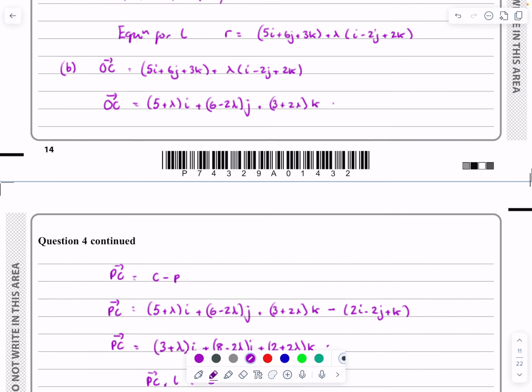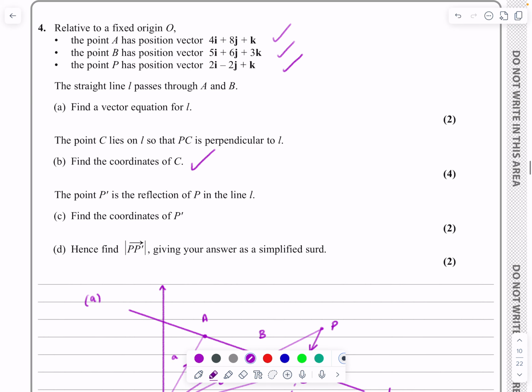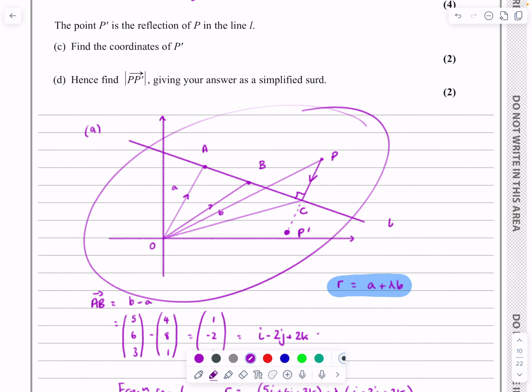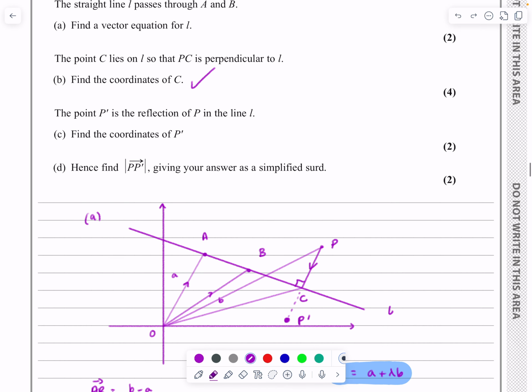Okay, so that's that vectors question done in full. Not the easiest questions to do. Always a good idea to sketch out some sort of diagram to help you along as you're going on with it. And hopefully that all makes sense to you.